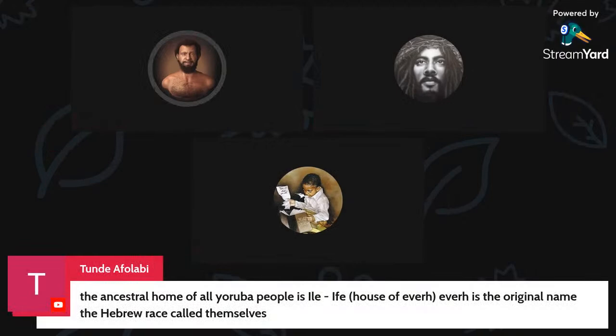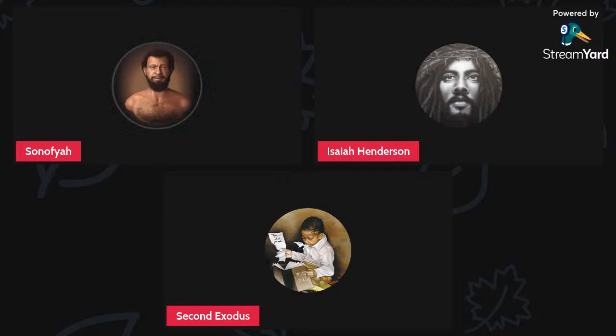So the brother says the ancestral home of all Yoruba people is Ile-Ife, house of Ivre, or Evre. Evre is the original name the Hebrew race called themselves. All right, that's good. You must be Yoruba, brother. Shalom.